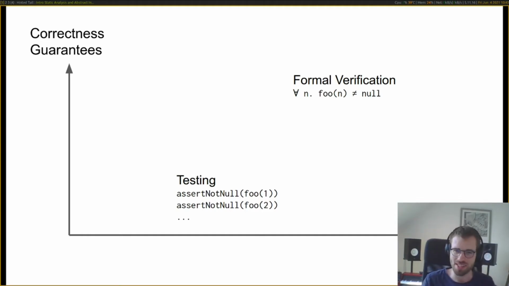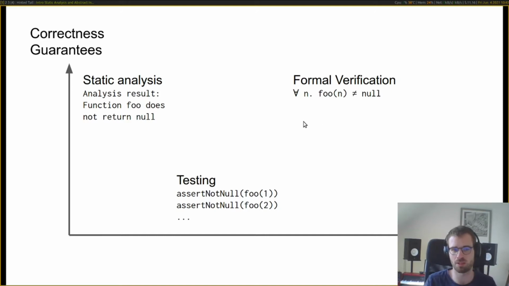But of course, there's another technique we want to look at, which takes less effort than formal verification, which is the technique of static analysis. Now, static analysis is a software tool that verifies a certain program property. And essentially the software tool is completely automatic. It looks at the program code and tells you, well, this program property is satisfied or is maybe not satisfied. For example, here this analysis may say, well, the function foo does never return null.